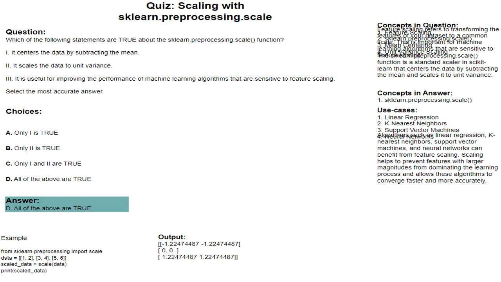Incorrect. The statement is only partially true. While sklearn.preprocessing.scale centers the data by subtracting the mean, it also scales the data to unit variance.